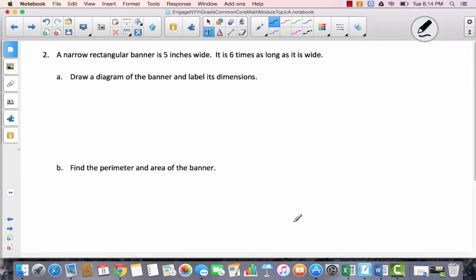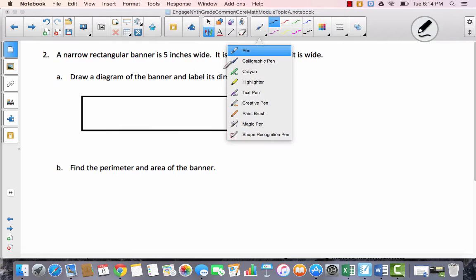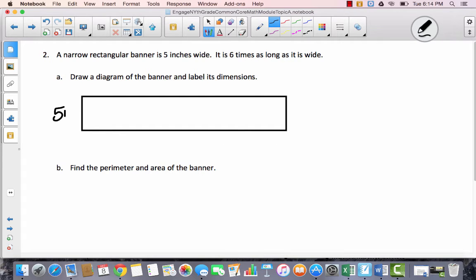All right, now it says a narrow rectangular banner is 5 inches wide. It is 6 times as long as it is wide. So we're going to make a rectangle. I'm going to kind of cheat here and use my rectangle tool so it looks a little bit neater because when I try to draw with this pen, it doesn't look exactly right. All right, so I'm going to go ahead and label this 5 inches. And it says that it's 6 times as long as it is wide. Again, that does not mean that I'm going to put 6, 6, 6. That means I'm going to divide this into 6 boxes.